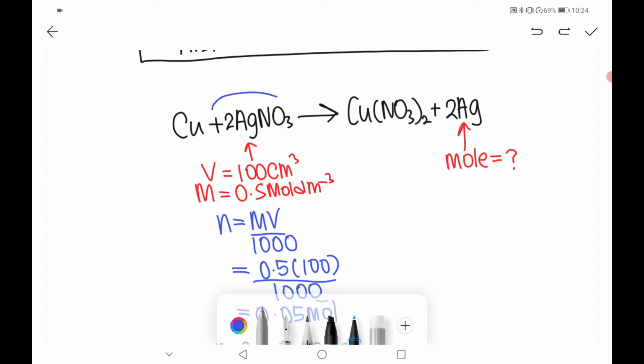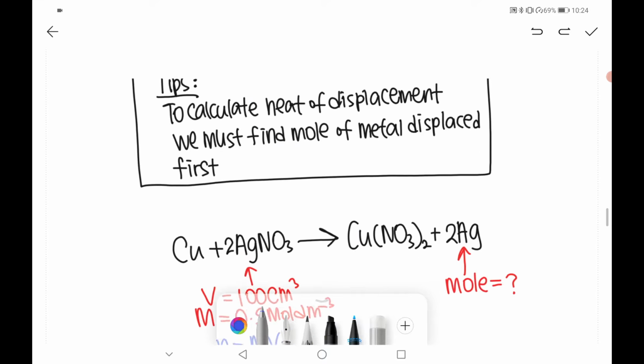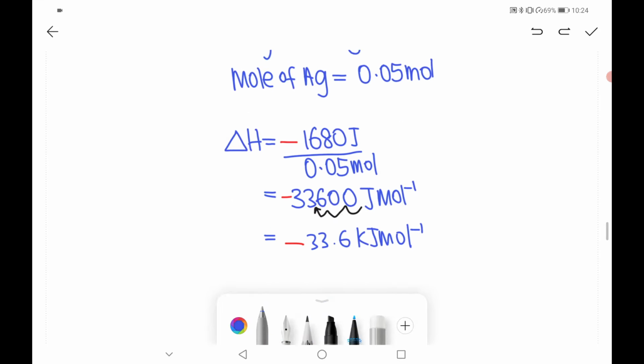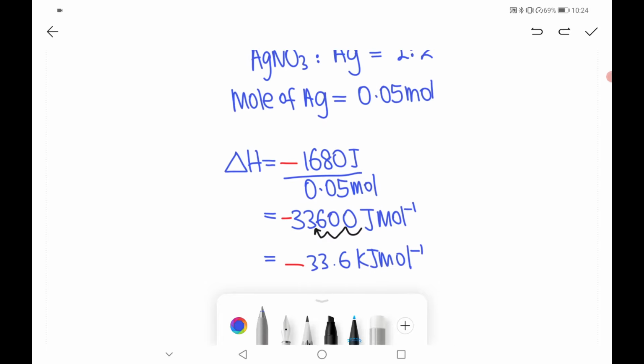Once you found the mole for the silver nitrate, you do a ratio to find the mole of the silver. So now we know the mole of the metal that we kick out, which is the silver, is 0.05. You put it into the formula again. After you calculate, the unit is joule per mole, but we want kilojoule per mole, so we divide by 1000 because kilo is 1000. That is how we do the calculation step by step.